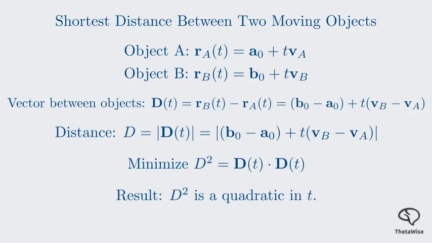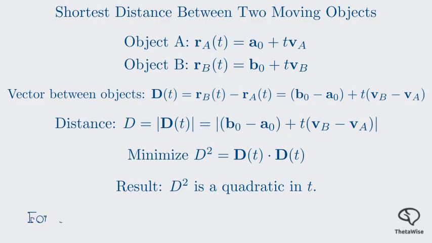The formula for d squared is the dot product of the vector d of t with itself. This results in a simple quadratic function in t. Once we have this quadratic, we can find its minimum using calculus by setting the derivative to 0. A simpler method, especially for those in AI/HL, is to use the formula for the vertex of a parabola.